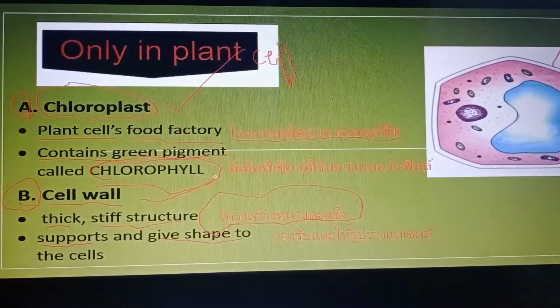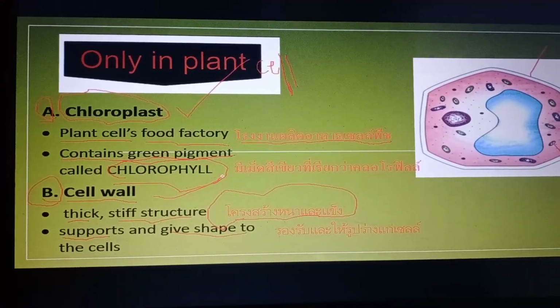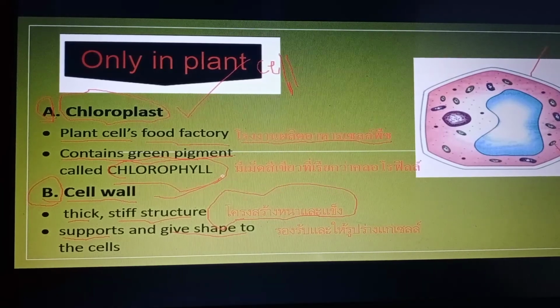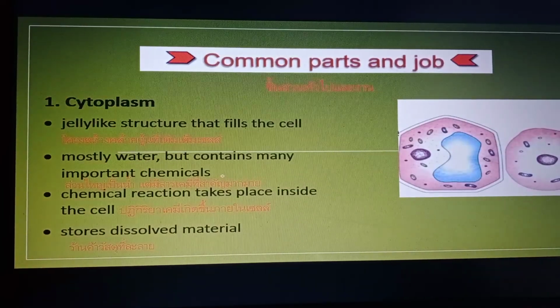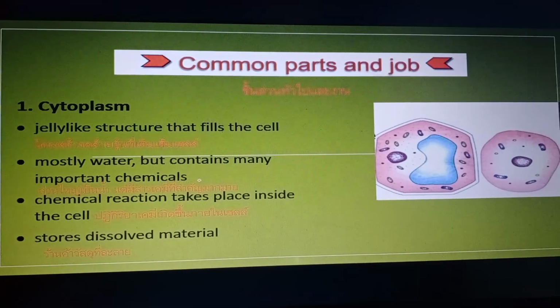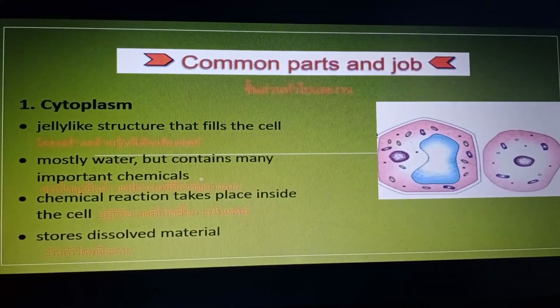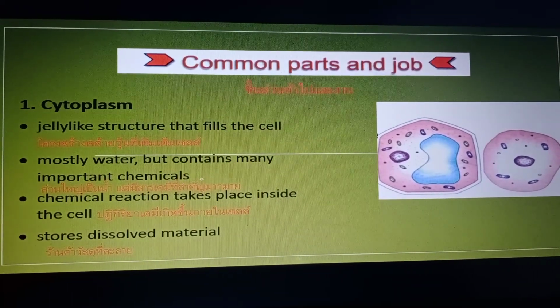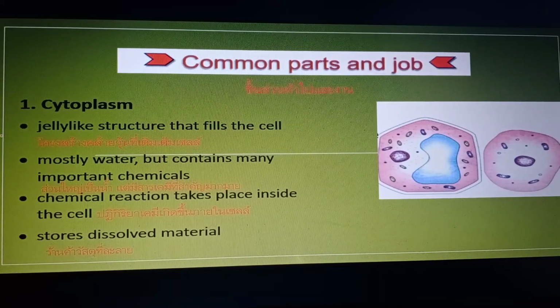Now let's proceed. We are now down to the common parts. When we say common parts, that means you can see these parts in both the plant cell and the animal cell. First we have the cytoplasm.